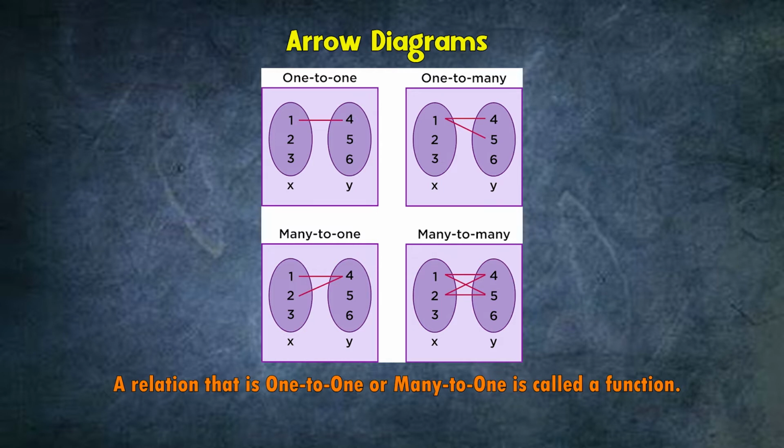Now, as long as the arrow diagram is a one-to-one or a many-to-one, then it is a function. So, if you have a set of arrow diagrams and you are asked to identify which ones are functions, then all you need to do is look for the ones that are one-to-one or many-to-one.